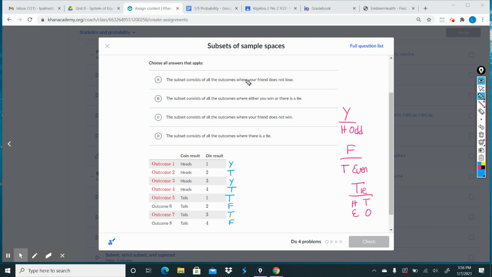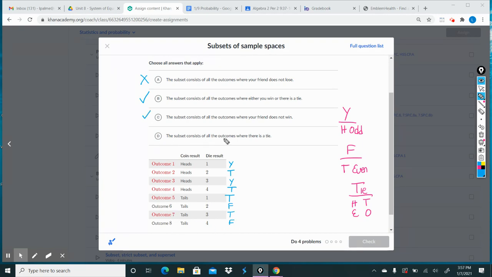So here we have who wins each outcome. The subset consists of all outcomes where your friend does not lose. Well, you win on the first outcome, so that can't be true. The subset consists of all outcomes where either you win or there is a tie. So you win, tie, you win, tie, tie, tie. Oh, that works. The subset consists of all outcomes where your friend does not win. Well, the friend does not win because you tie on the other ones, and you win on all the other ones. Your friend only wins on the outcomes that are not part of the subset, so that works as well.